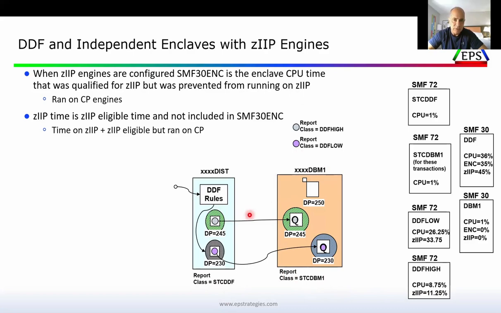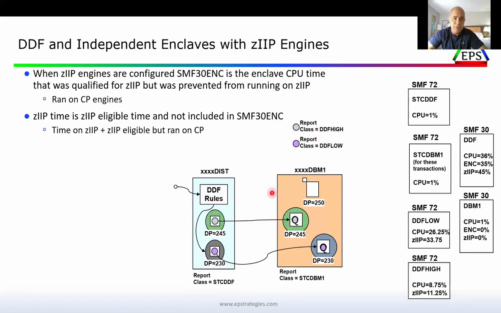And let's take these two different types of transactions, and one's DDF high and one's DDF low. From a measurement point of view, we're going to get both SMF72 and SMF30 measurements. Now remember, in this discussion, we're more interested in the DDF transactions themselves. So from an SMF72, which is on a service class basis or report class basis in this particular example, we're going to get measurements for the DDF address space.